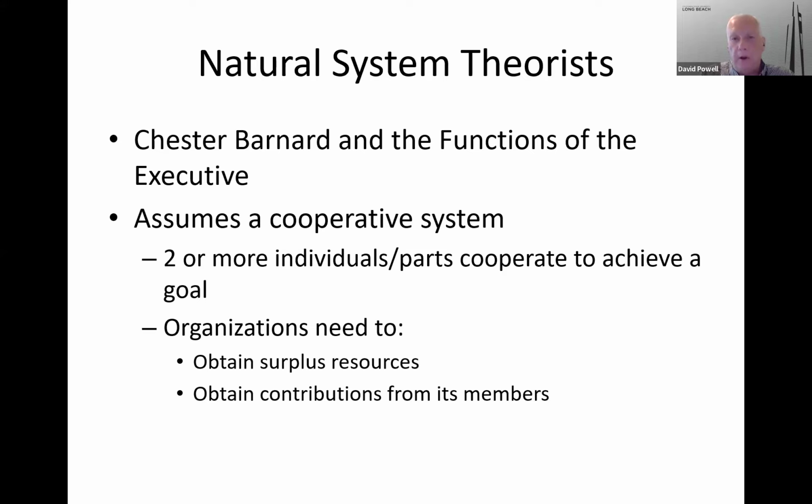So Chester Barnard, with his natural systems theory, is assuming a cooperative system whereby you have two or more individuals or parts of an organization that are cooperating together to achieve the same or similar goals. We know that from our discussion last time of Chester Barnard in the framework of human relations theory. So last week we presented him as a human relations theorist. This week we're presenting him as a natural systems theorist.